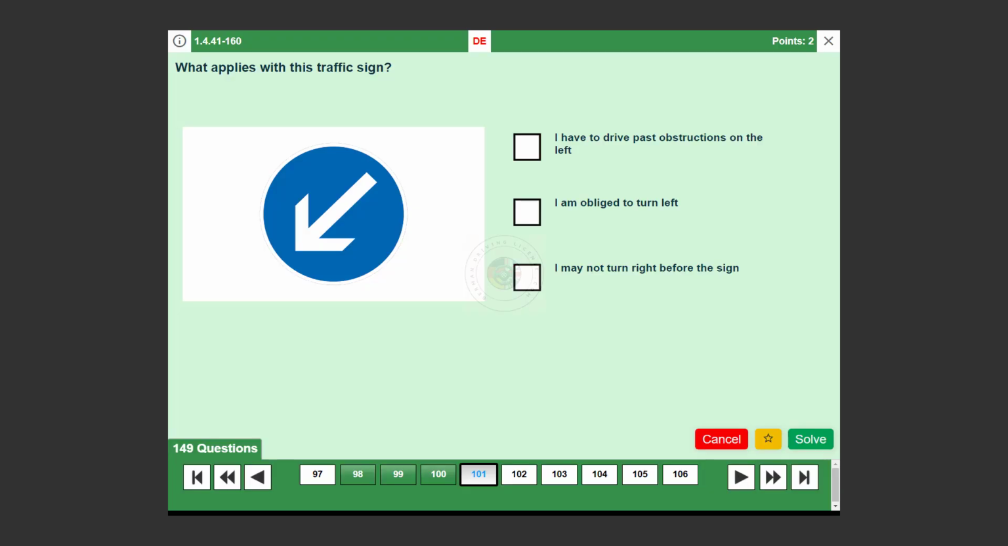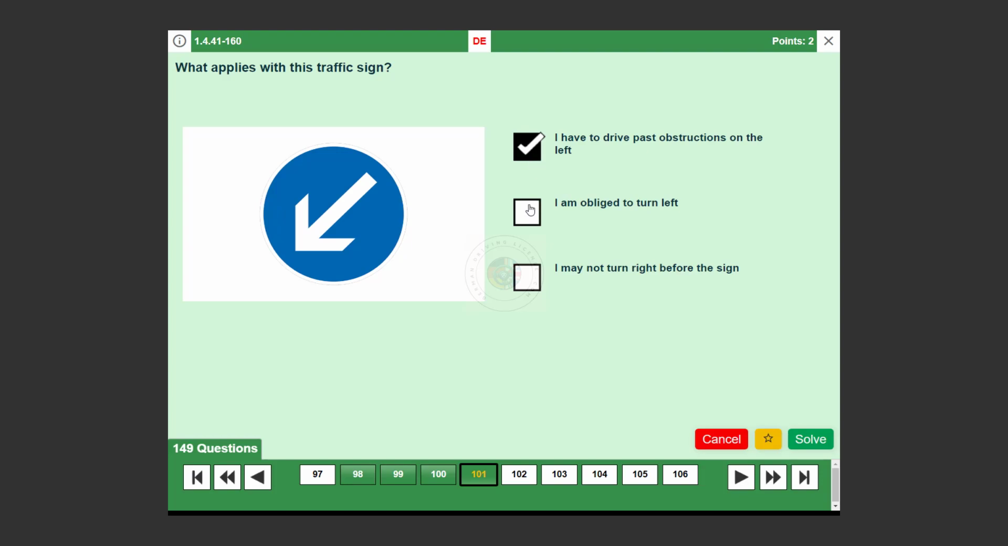Question number 101. What applies with this traffic sign? I have to drive past obstructions on the left. True. The traffic sign dictates that you must pass obstacles on the left side, guiding the flow of traffic around any obstructions in the road.